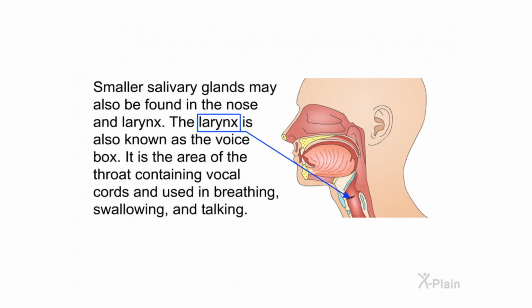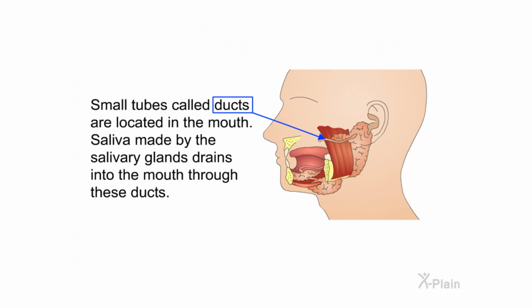Smaller salivary glands may also be found in the nose and larynx. The larynx is also known as the voice box. It is the area of the throat containing vocal cords and used in breathing, swallowing, and talking. Small tubes called ducts are located in the mouth. Saliva made by the salivary glands drains into the mouth through these ducts.